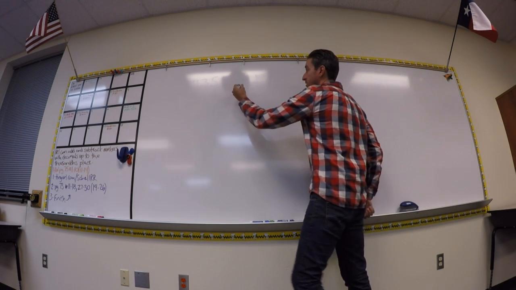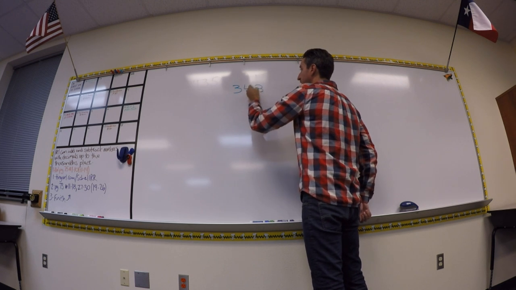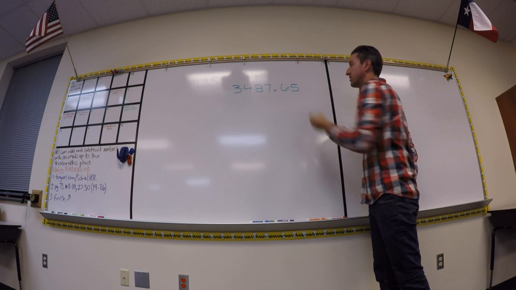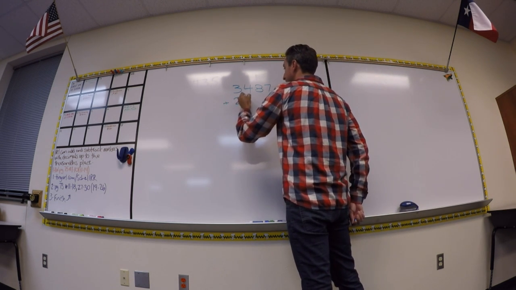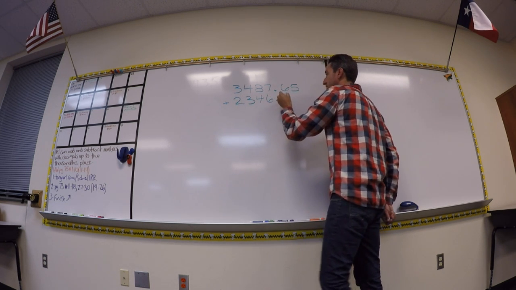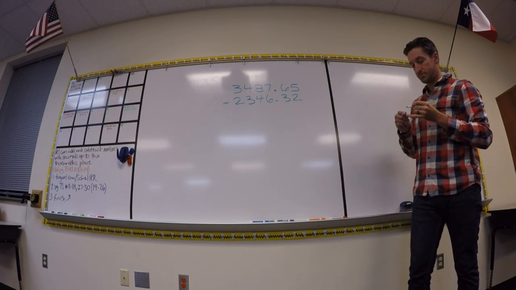First, we're going to be working with 3,487 and 65 hundredths plus 2,346 and 32 hundredths.